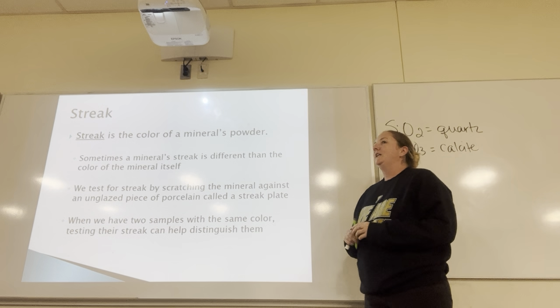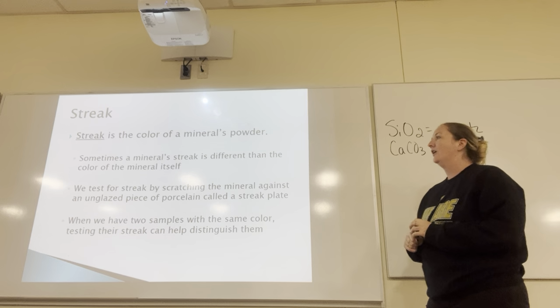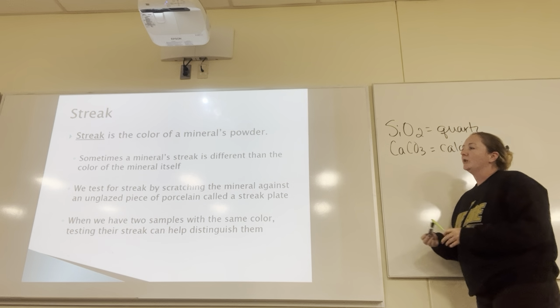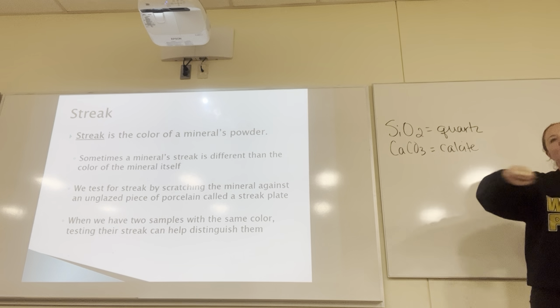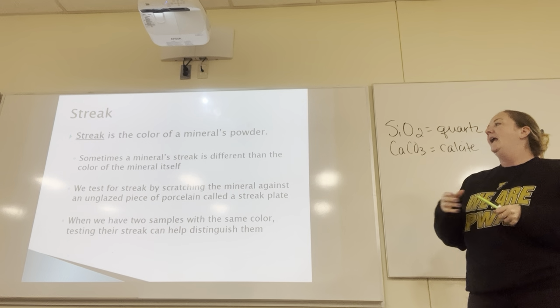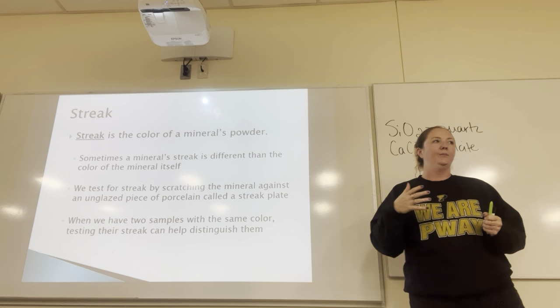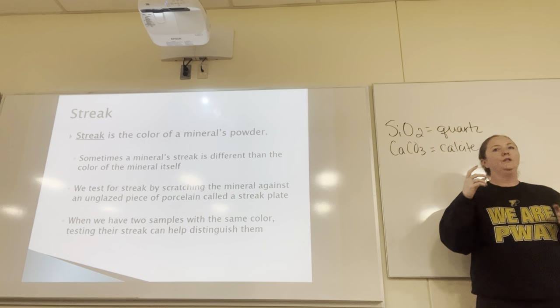And typically streak is a much better characteristic to use to define a mineral than color would be. So you can test for streak by taking the mineral and scratching it against an unglazed porcelain plate. That's called a streak plate. And if you have two samples with the same color, testing their streak can help you tell them apart. So you're gonna do this in the lab.